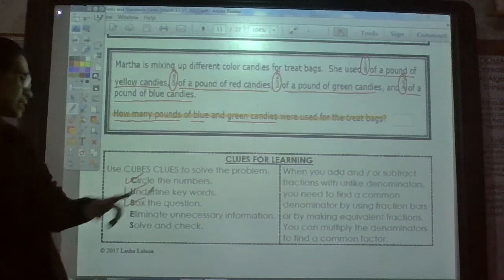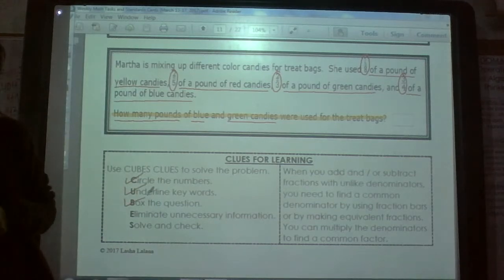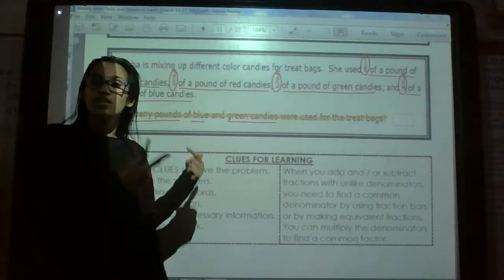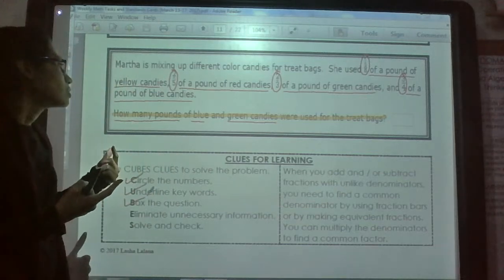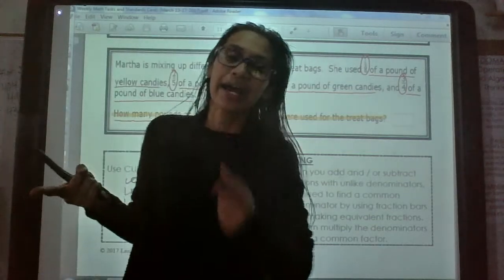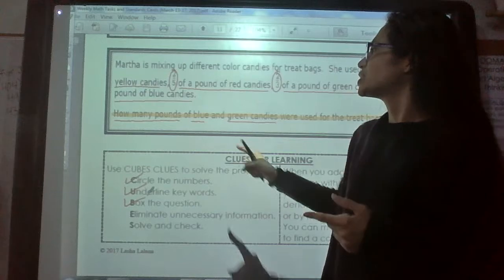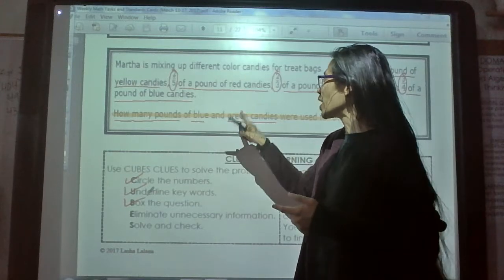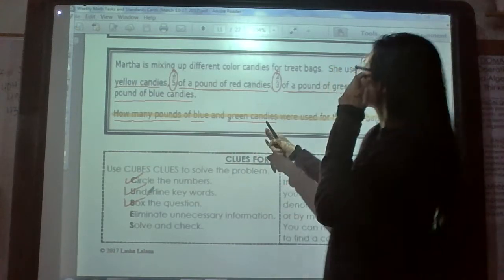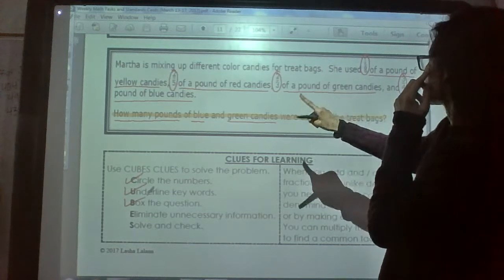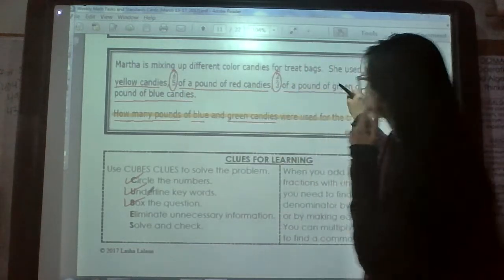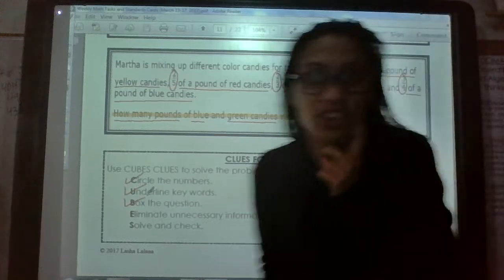The next step is the E step, eliminate unnecessary information. Is there anything here that you see we need to eliminate? Oh yes, I see it. Look at the question. The question says, how many pounds of blue and green candy? So where's the blue candy? There's the blue one. There's the green one. So do we need, someone's at the door. Hold on.